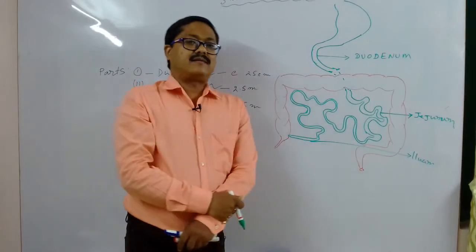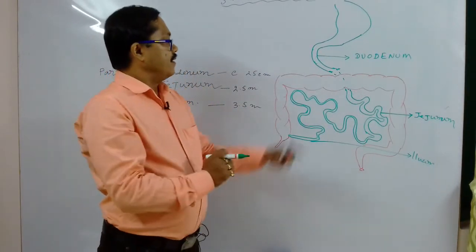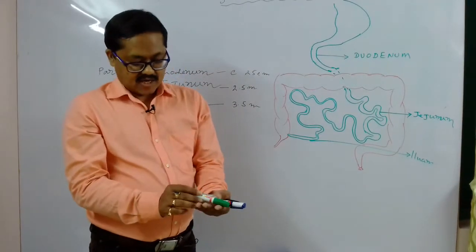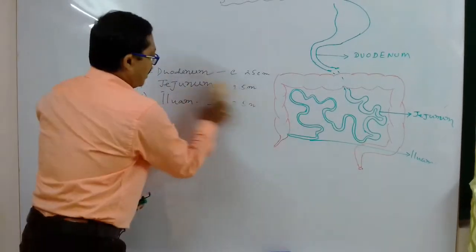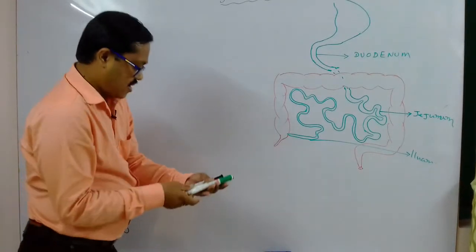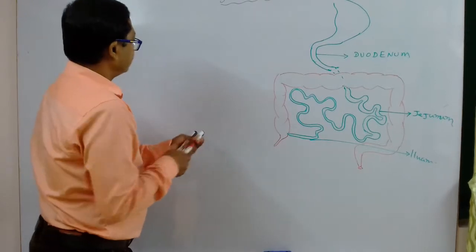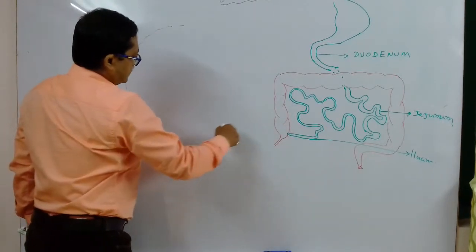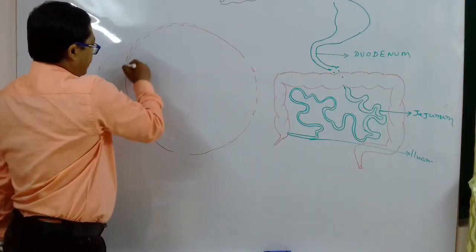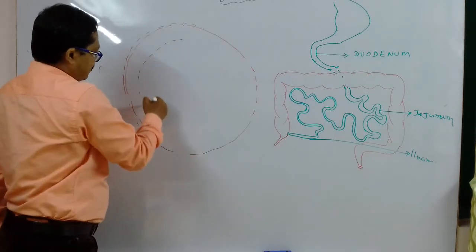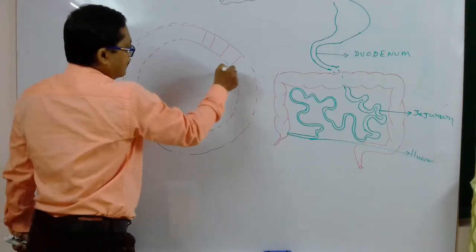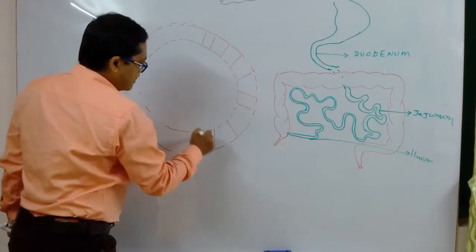Like other structures of the alimentary canal, the duodenum, jejunum and ileum consist of 4 layers. The outer layer is called serosa, a fibrous outer layer. Inside the serosa is the muscularis externa. Two types of muscles are present here: outer longitudinal and inner circular muscles.